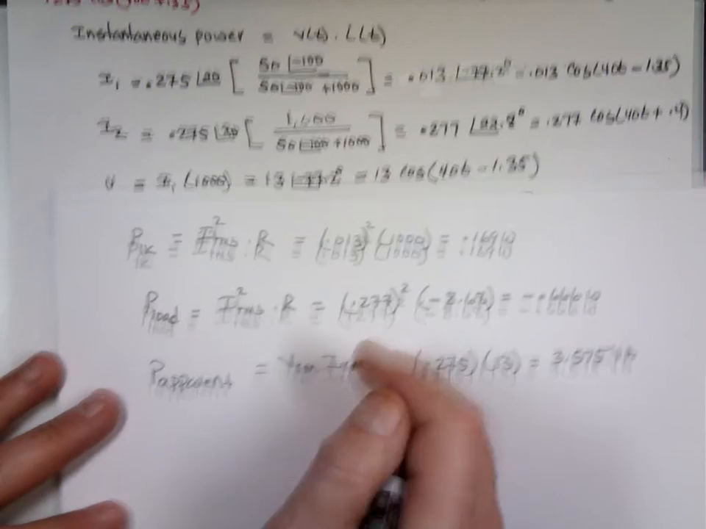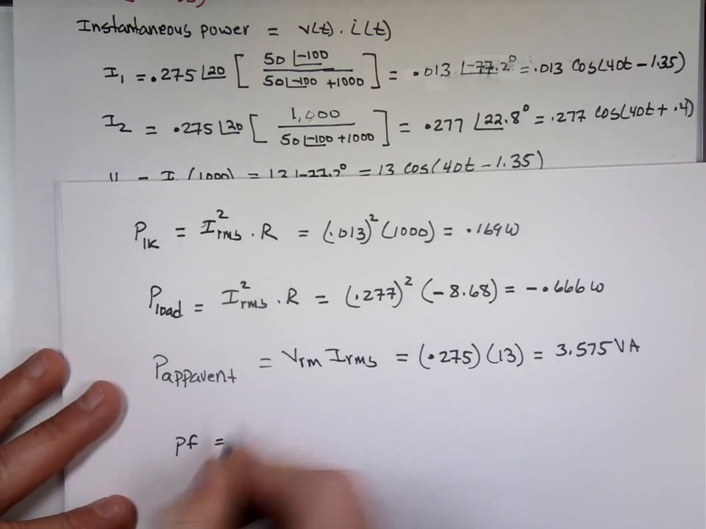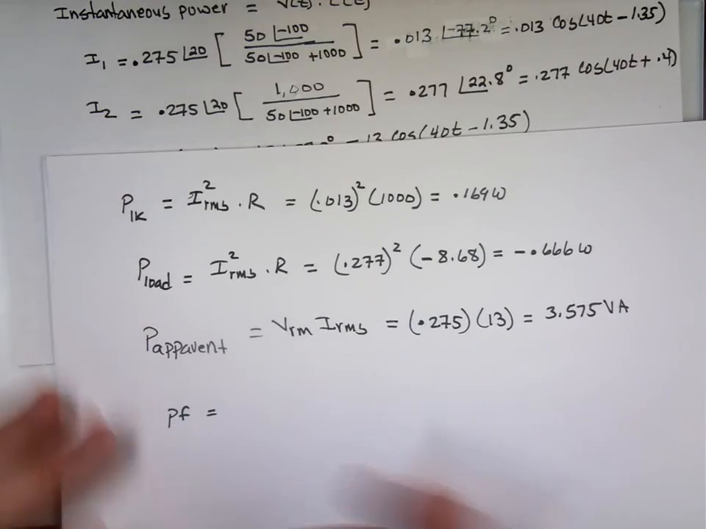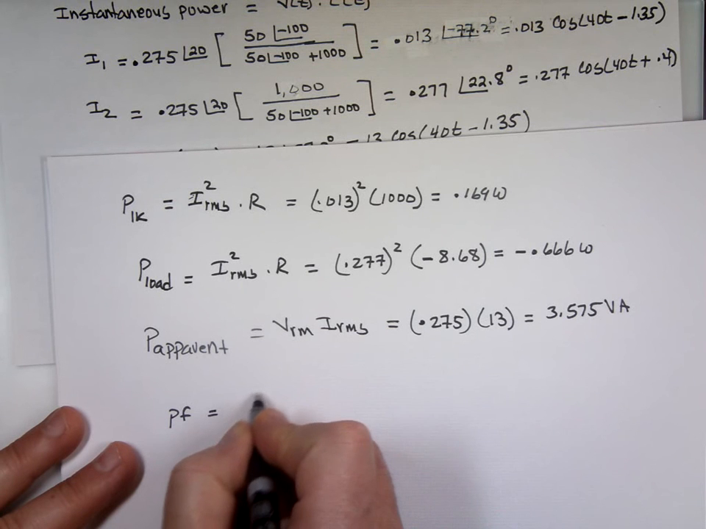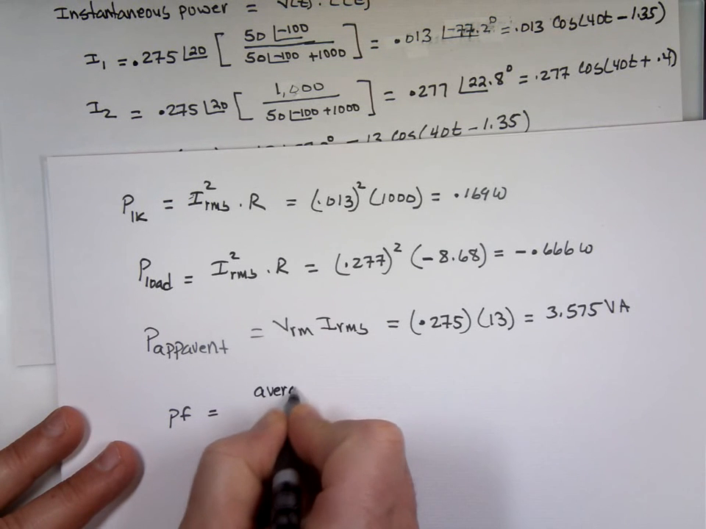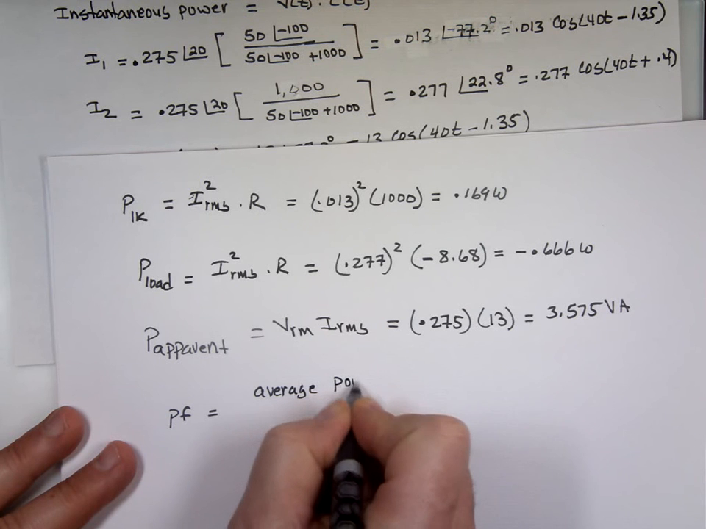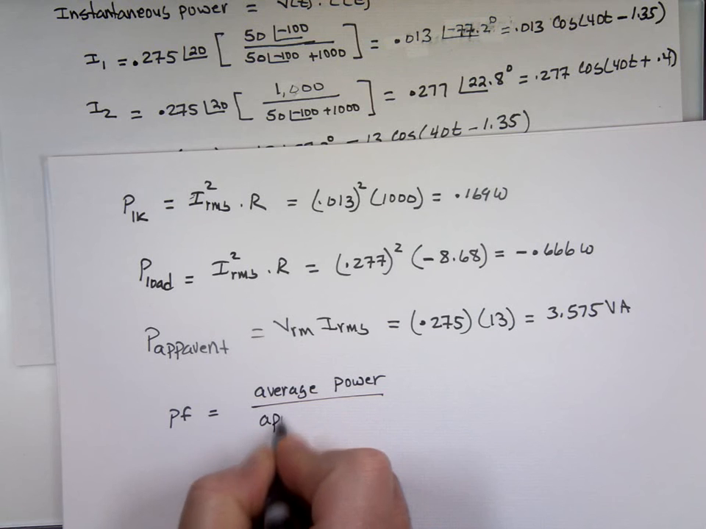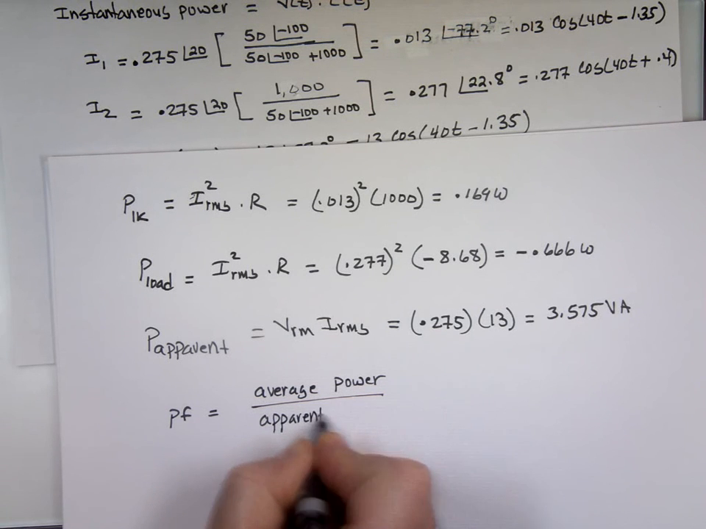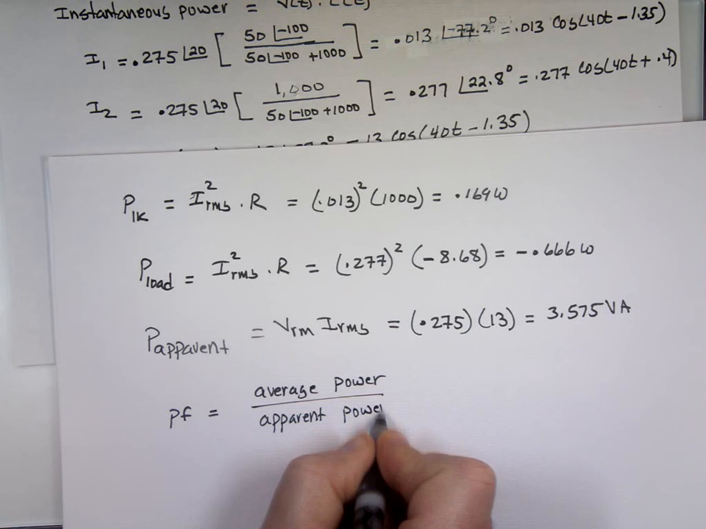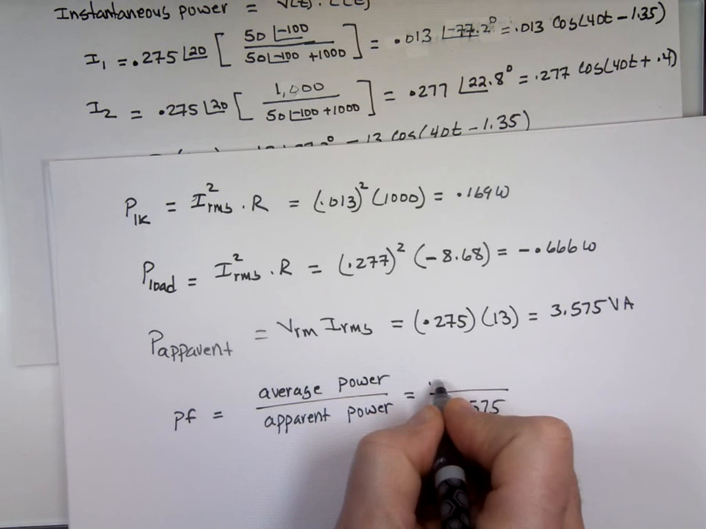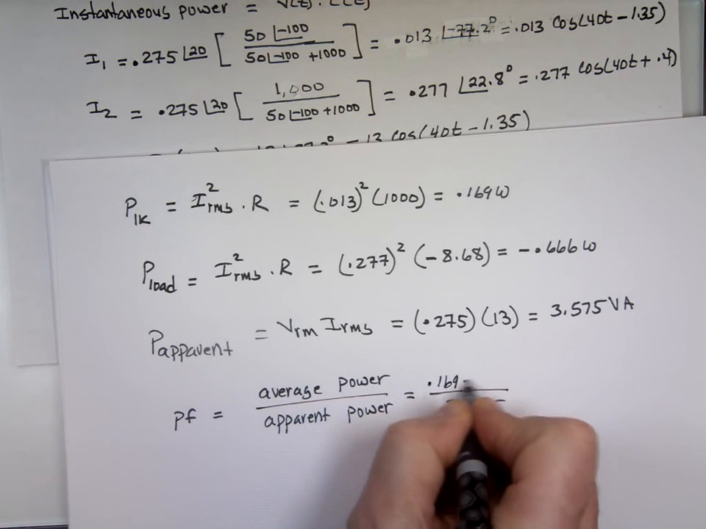If I had thought about this earlier, I probably would have made this positive just to avoid the negative value. I don't want to start with that, but it's all right. And the apparent power is 3.575. The average power is 0.169 plus negative 0.666.